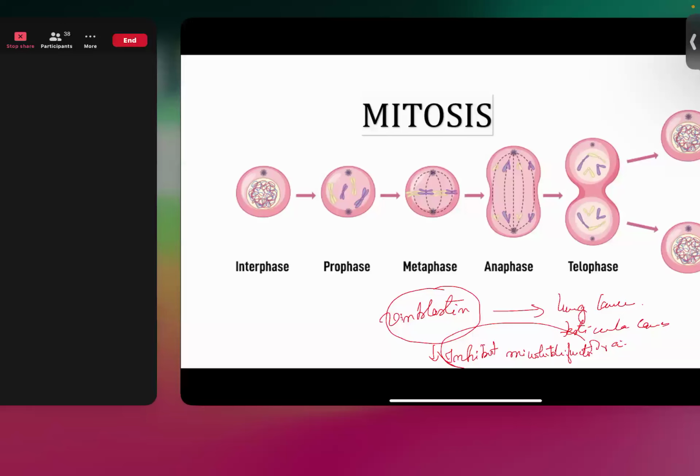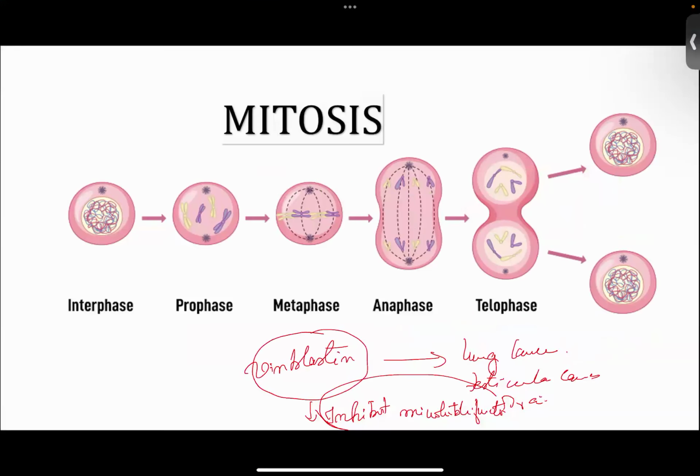So this vinblastine, remember, it will inhibit microtubule functions. So if there is any error in mitosis, the cell division is halted. So no cell division happens. So either it goes to apoptosis, the cell will not divide. That will die there. Understood? So this is why we are studying the basics.